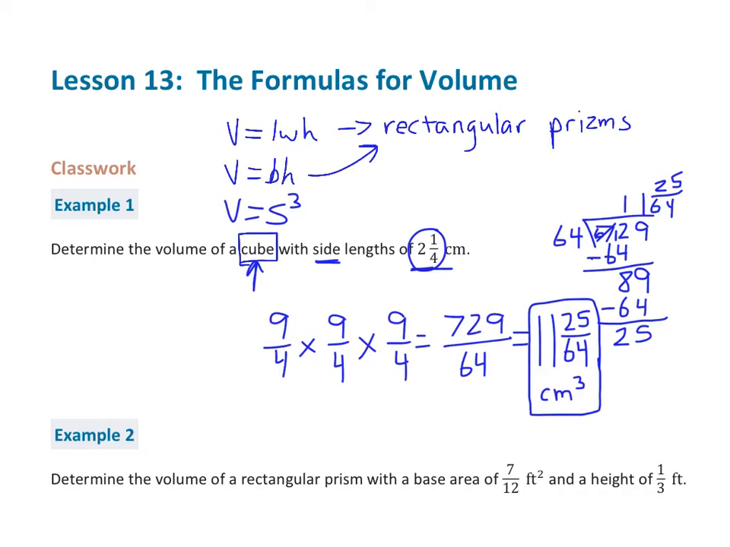Off to the side, you can see I just did 729 divided by 64, because we've also learned that fractions are division. I got 11 with a remainder of 25/64, and so I wrote 11 25/64 centimeters cubed. Now we know 3 formulas for volume: the typical length times width times height, the area of the base times the height, which is the same thing because length times width gives you that base, or for a cube only, whatever the side is cubed, or to the third power, so times itself 3 times.